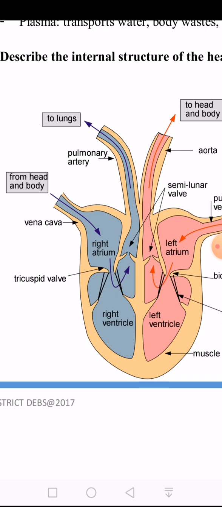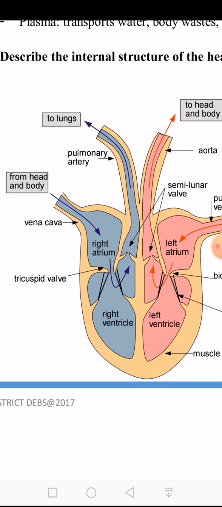Then the function of the right ventricle is to pump the deoxygenated blood to the lungs so that it can be purified. That's the function of the right ventricle. Deoxygenated blood is the blood that contains impurities. It is not pure, so it should go to the lungs so that it can be purified.